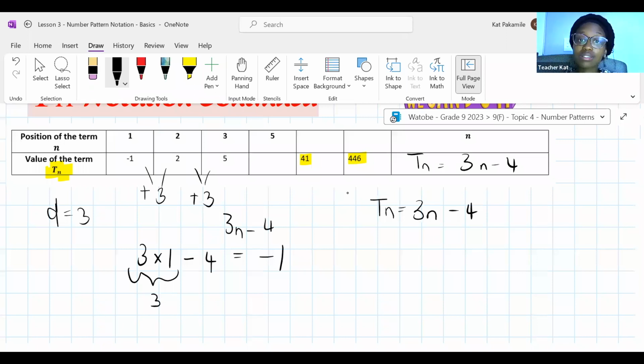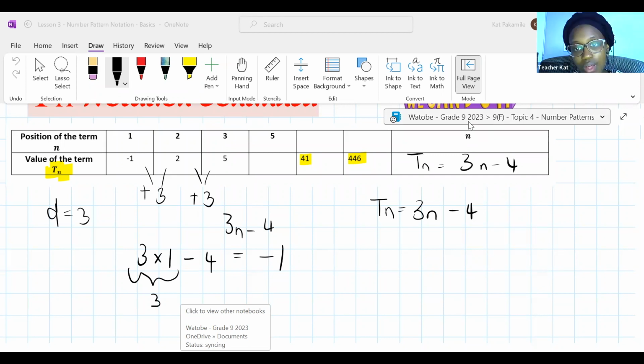Yes, Buddha seems to have figured it out. So help us. Where do we put the 41 in our formula? Where does it fit in? Guys, do you agree that Tn is 41? So wherever you see Tn, you can substitute 41. Come on, guys. Okay, so if Tn, which I highlighted so nicely for you, is 41, here you can put 41 equals 3n minus 4.